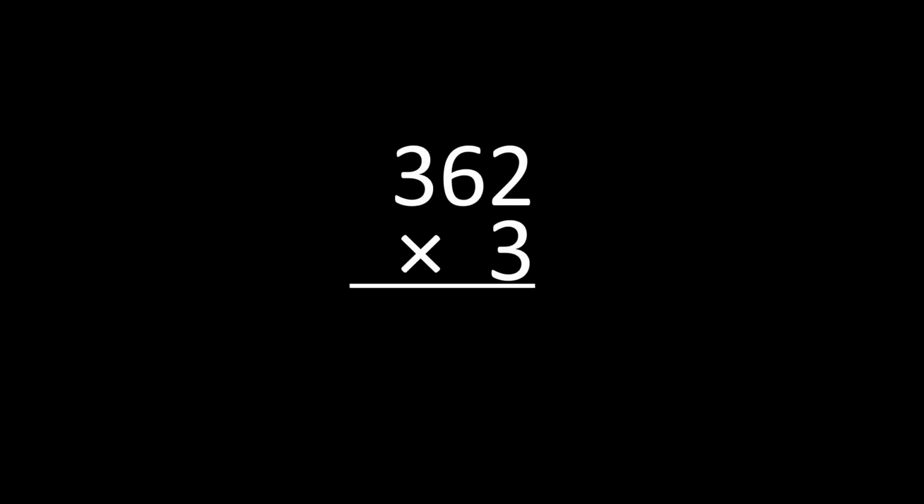362 times 3, and we're going to start on the right in the ones place with 2 times 3. And 2 times 3 is 6. For my next step, then, I'm going to multiply the 3 by the number in the tens place. So I'm going to multiply 3 times 6. And 3 times 6 is 18.